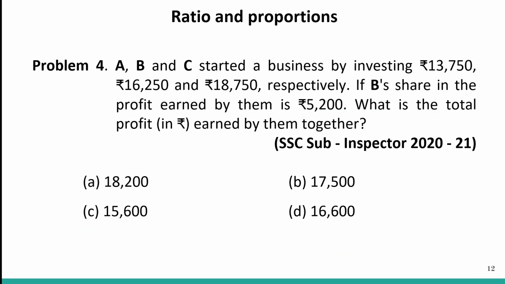Problem number 4 tells us that A, B and C started a business by investing 13,750, 16,250 and 18,750 respectively. If B's share in the total profit earned by them is 5,200, then what is the total profit earned by them together? This question has been asked in SSC Sub Inspector 2020-21 paper. So let's see which among these four is the correct answer. Is it 16,600? Let's see.